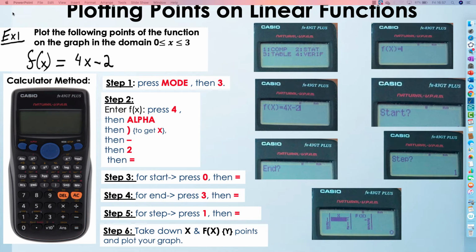Our function is 3x minus 6. We're starting at minus 2. We're ending at 5. I'll give you one more minute and I'll give a little run through that again.